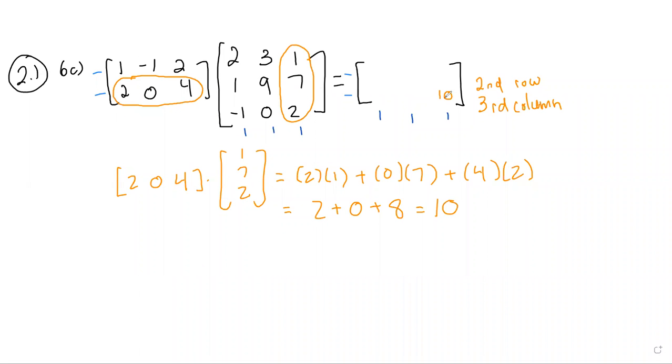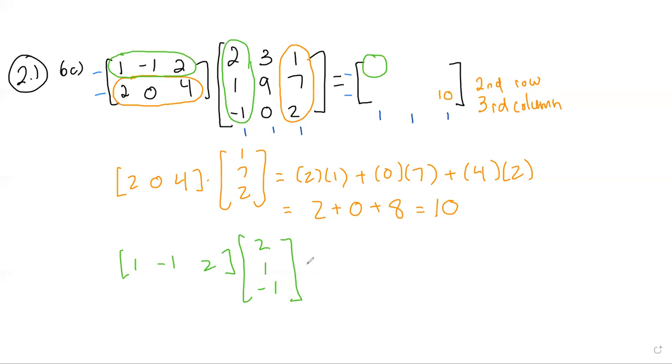And then basically we're going to fill in all of the remaining ones pretty much exactly the same way. So maybe I'll do another one in the demonstration here. So let's say I want to find this first entry right here. That's first row, first column. So it's going to correspond first row of this matrix by the first column of the second matrix. So 1, -1, 2 times 2, 1, and -1.